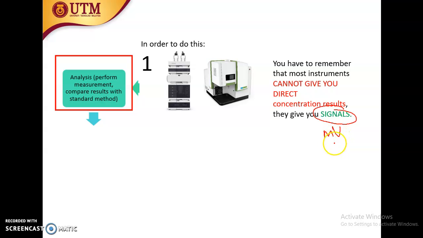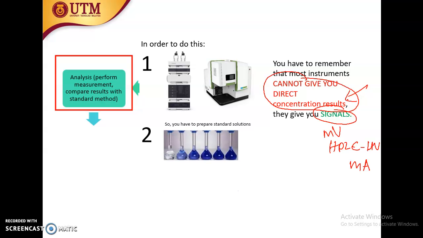Okay, if you are using chromatography, HPLC UV, for example, you will get absorbance. Okay, absorbance. If you are using CE, you will get absorbance units as well. Okay, so it doesn't give you direct concentration result, but we can do something to get concentration result. What should be done is that in order to get these concentration results, we have to do one more step. Okay, what we call as, we have to prepare calibration graphs.